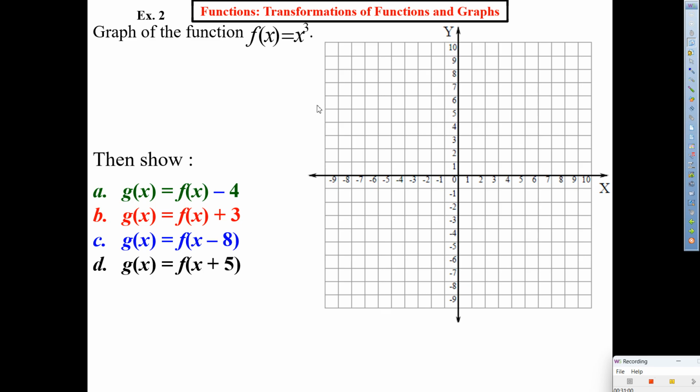Go to the next graph paper, small side. And it reads, example 2. Write that down, please, on the top left. Graph the function f of x equals x cubed.